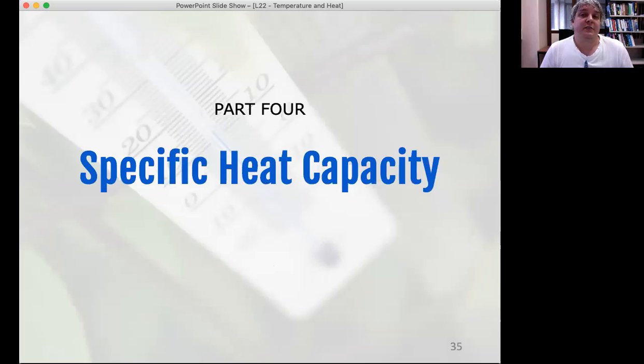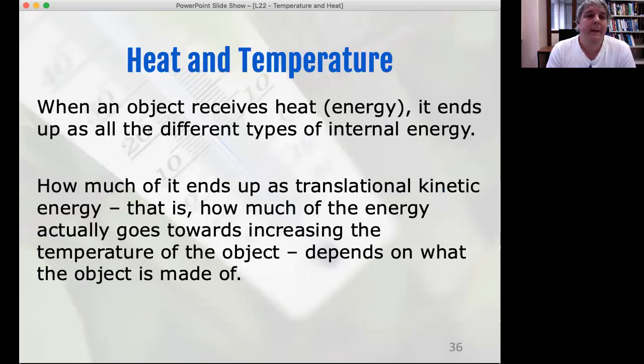So that idea that I just mentioned about taking 1 gram of water, giving it 4.184 joules of energy and the temperature increasing by 1 degree Celsius or 1 Kelvin, that is a specific heat capacity. So that's what we're going to look at now to finish off this lesson. When an object receives heat, it ends up as all the different types of internal energy. You can give it energy, but it might put some into translational kinetic energy, which is the temperature change that we're talking about.